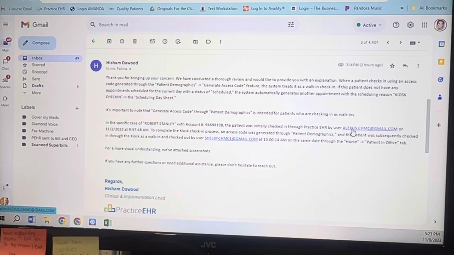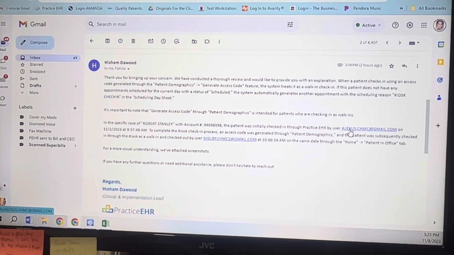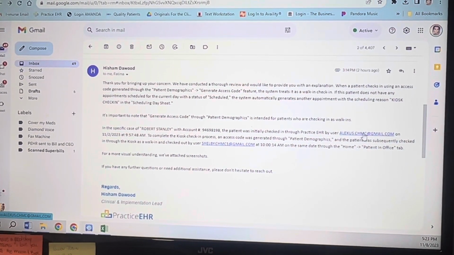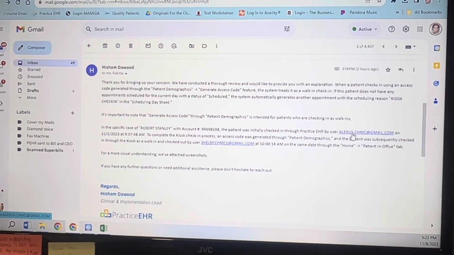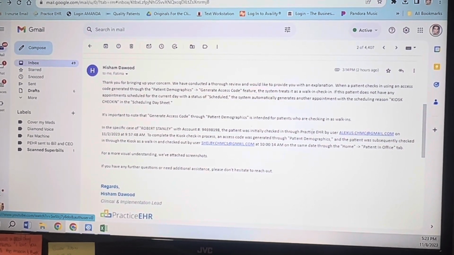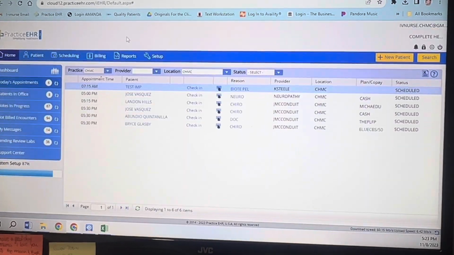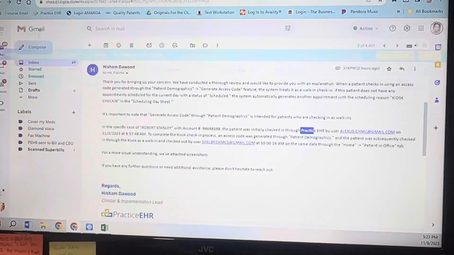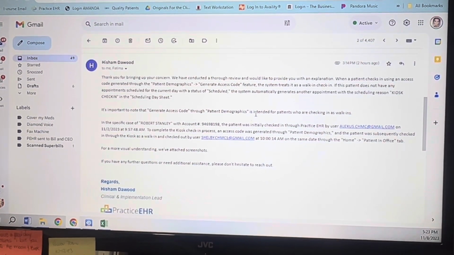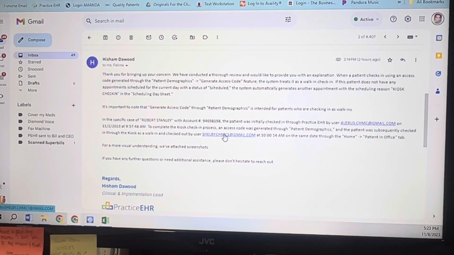Also, in your email, you had said that the patient was initially checked in by alexis.chmc@gmail.com. That is not accurate. Now, Alexis may have been the person who started the first chart or the first note on that patient, but she was nowhere near it when the patient checked in. The patient was given the kiosk with a code from the home and today's patients and checked in that way. And Shelby is the one who generated that code.